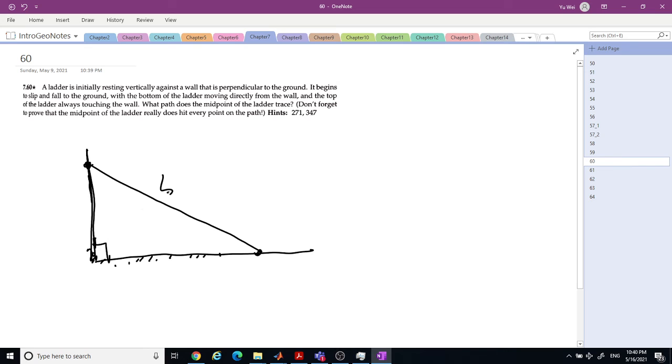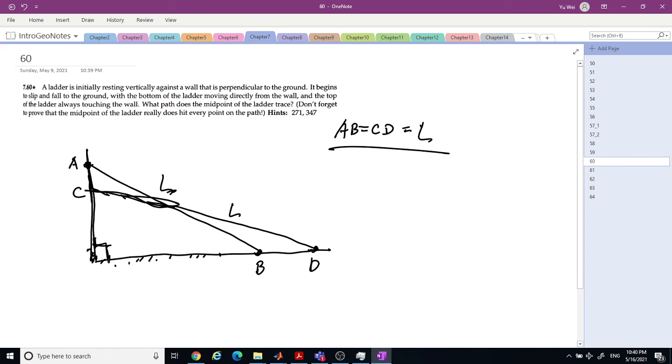This is the L. Okay. But it's moving, right? When you go on the ground, it's moving from here. The other side is moving along the ground, right? So what doesn't change is the length of the ladder. So it's AB and CD. So we know AB equals CD equals L, right? And this 90 degree angle doesn't change.